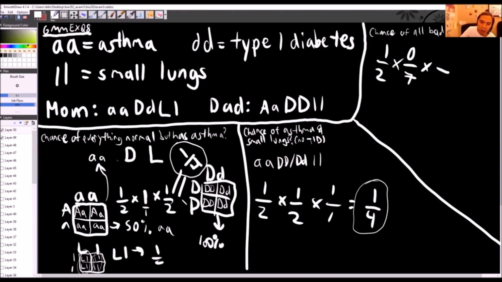And then, there's no point in doing the little l, but we will. So what's the chance of getting a little l? We go back to our Punnett square. We see that there is a 50% chance. So that'll be 1/2. 1/2 times 0 is 0, and 0 times 1/2 is still 0. So 0. Oh wow. Cool.